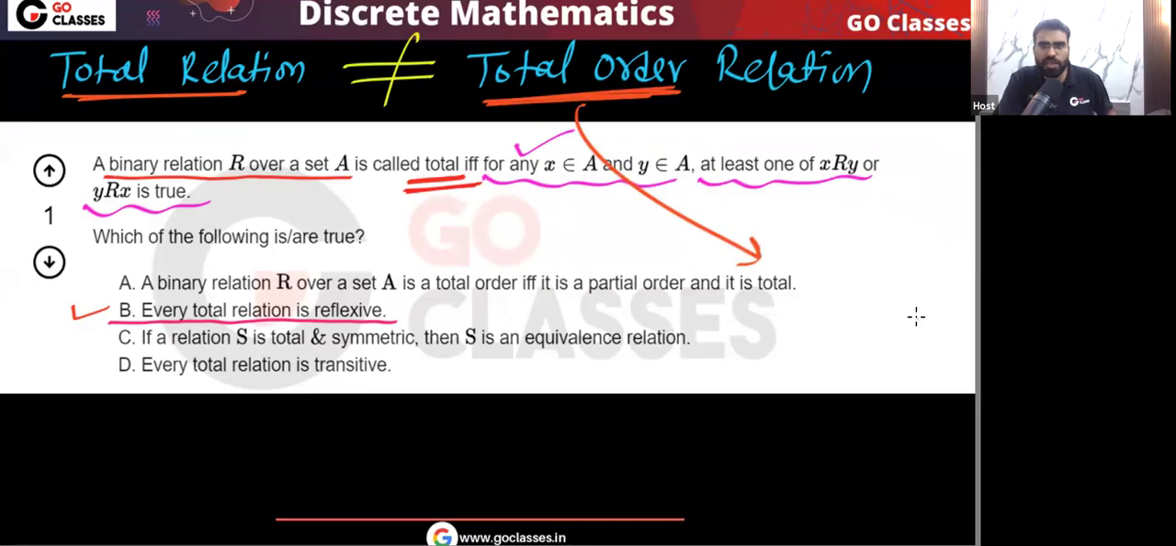Total order relation is different. This is a partial order relation in which every two elements are comparable. Yes or no? Total order relation is reflexive, antisymmetric, transitive, and also every two elements must be comparable. So they are not actually the same. Don't confuse total relation with total order relation.